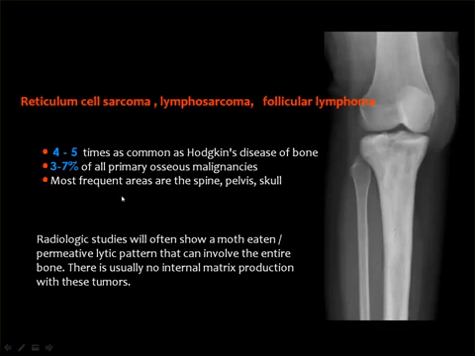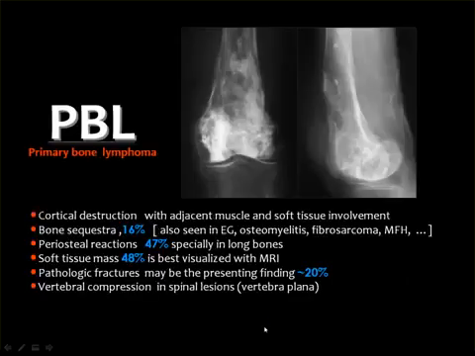Then non-Hodgkin lymphoma is 4 to 5 times as common as Hodgkin disease of the bone. It accounts for 3 to 7% of all primary osseous malignancies, and most frequently affects the spine, the skull, and the pelvis. And here are the radiological manifestations, which include cortical destruction with extraosseous soft tissue component.